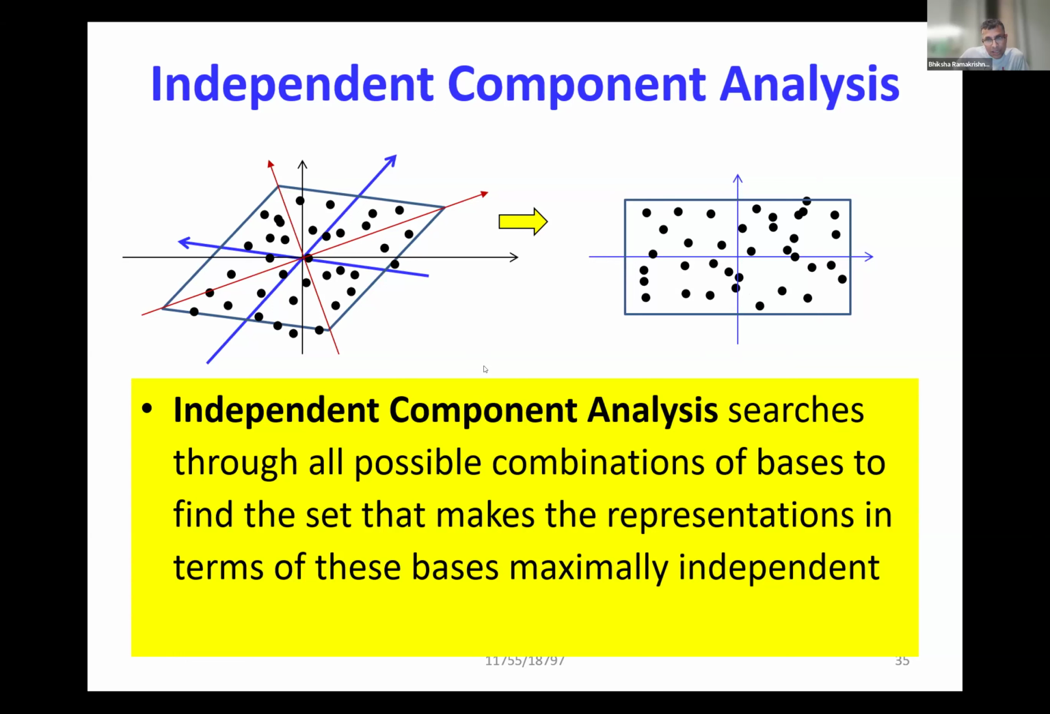ICA searches through all possible combinations of bases to find the set of bases that makes the representation of the data in terms of these bases maximally statistically independent. Does that make sense?